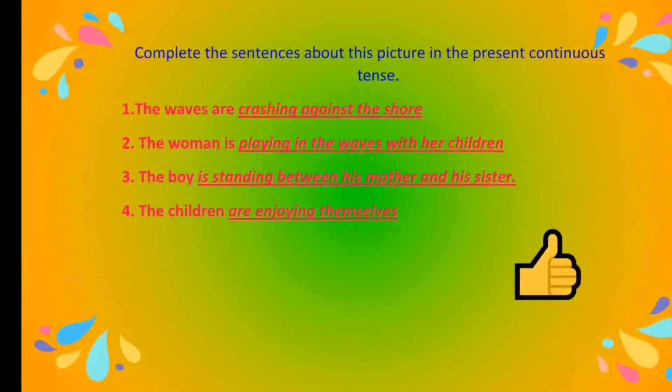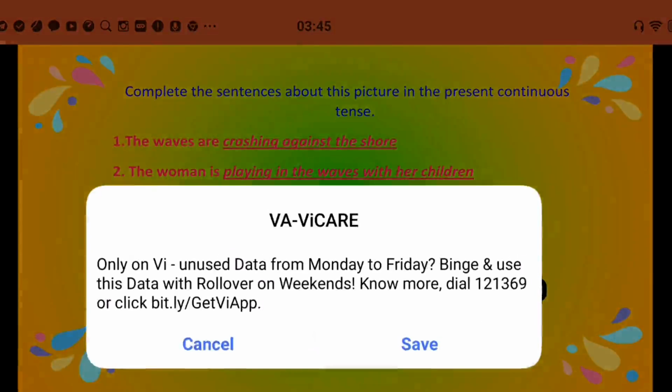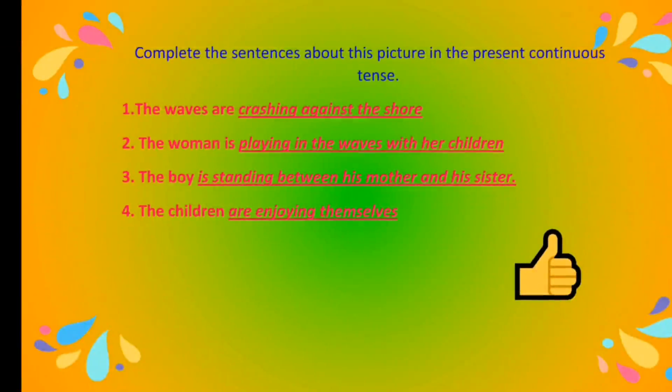Now we are going into the last exercise of this lesson. Complete the sentence about this picture in the present continuous tense. So here they had given some sentences and also they had given some fill-ups. So you can write about the picture. Just make a sentence which should be more suitable to that.